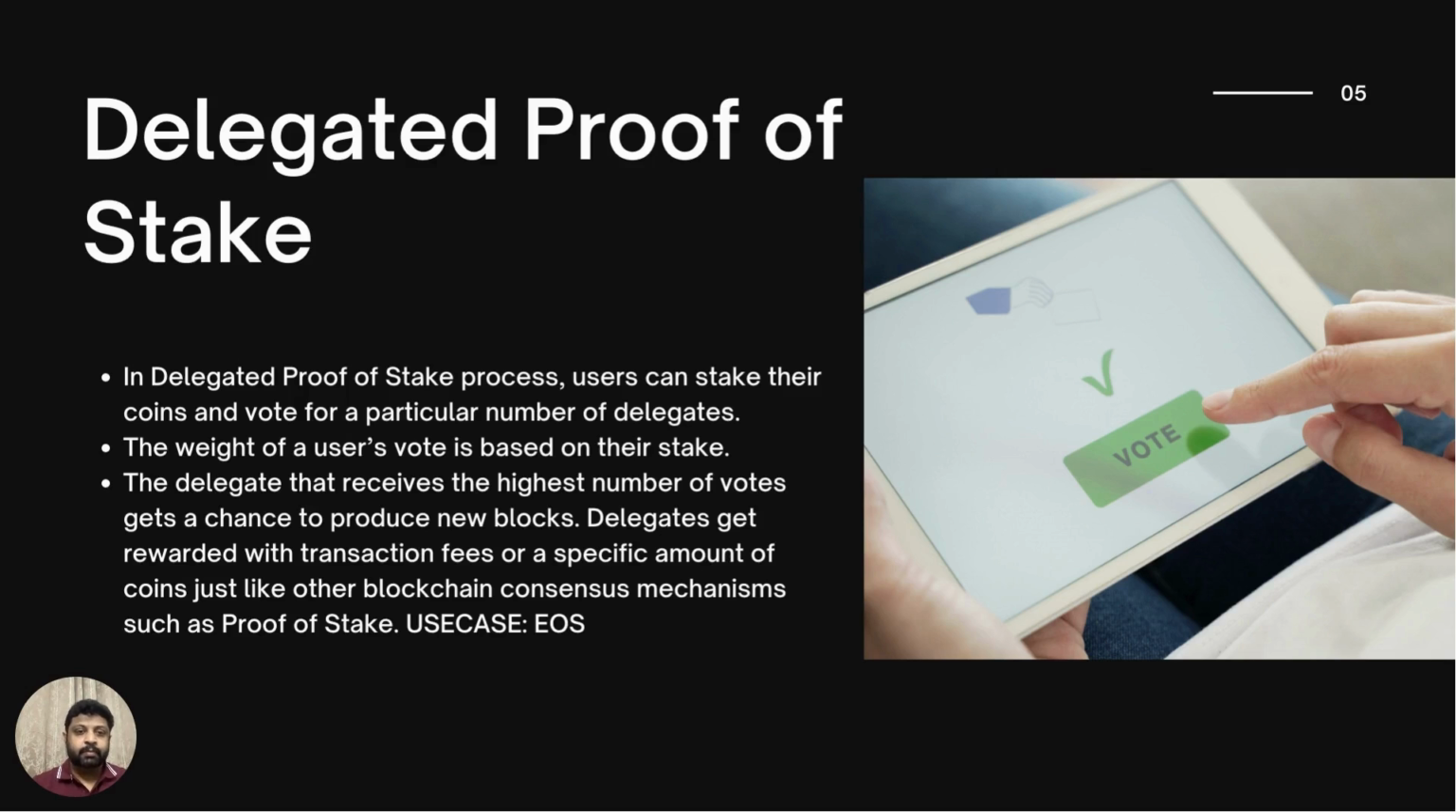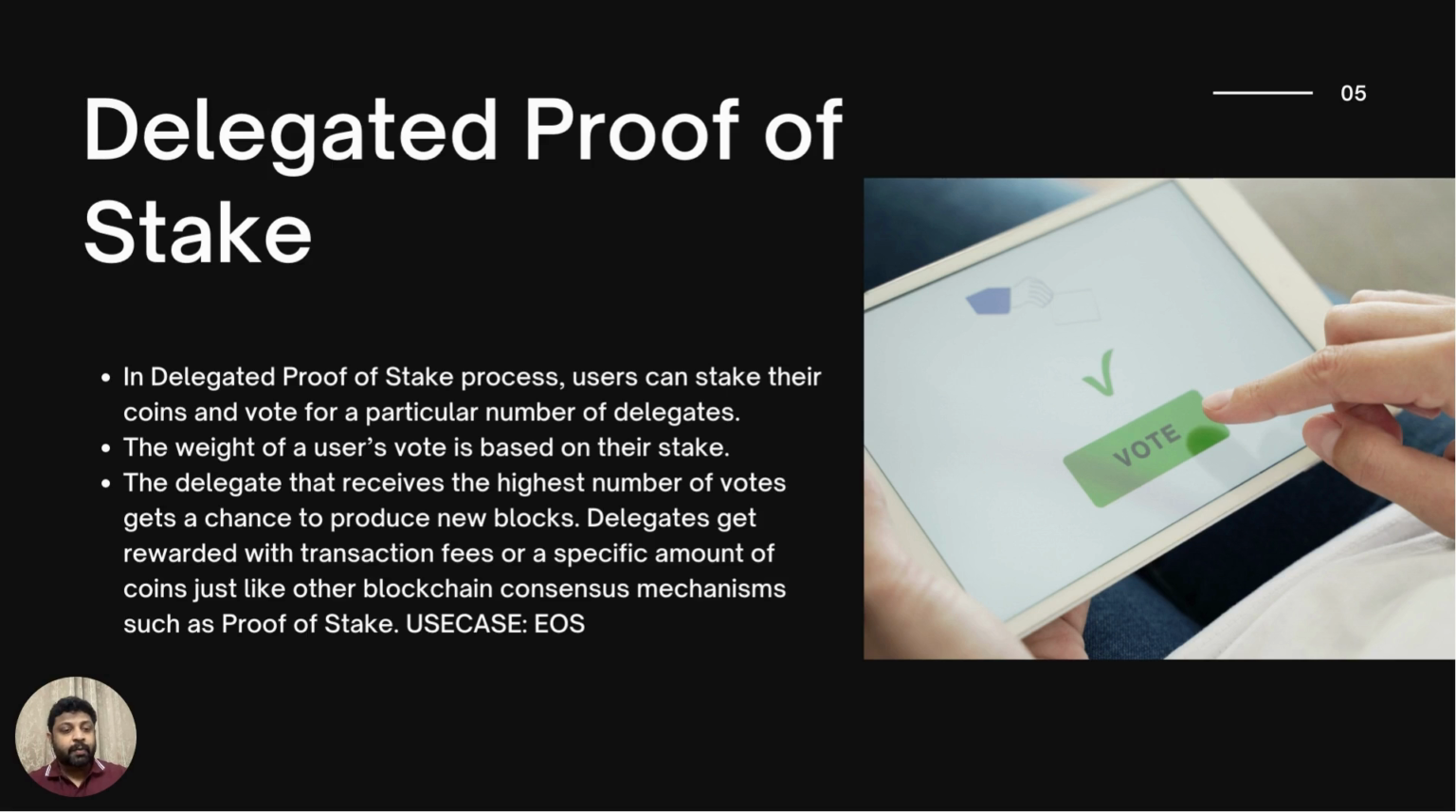Delegated proof of stake. In this process, users can stake their coins and vote for a particular number of delegates. The weight of a user's vote is based on their stake. The delegate that receives the highest number of votes gets a chance to produce new blocks. Delegates get rewarded with transaction fees or a specific amount of coins, just like other blockchain consensus mechanisms, such as proof of stake.